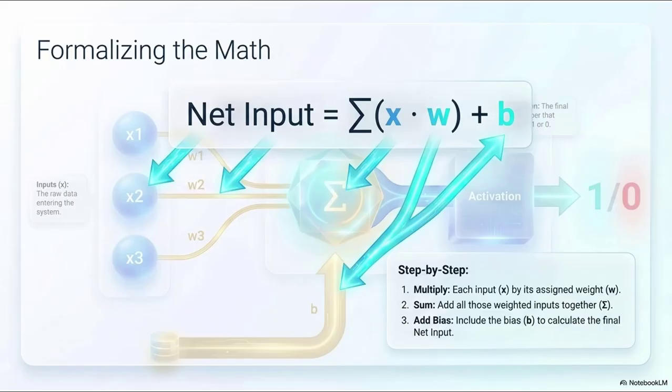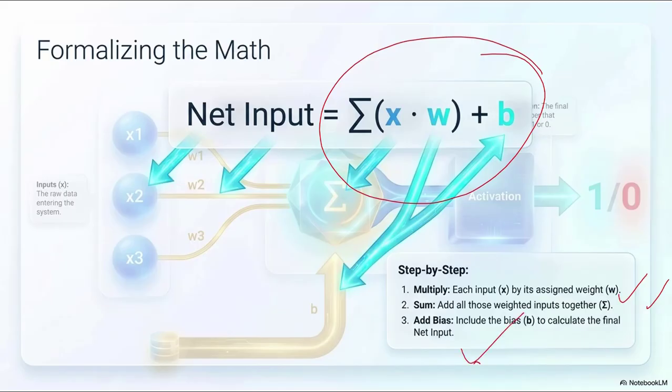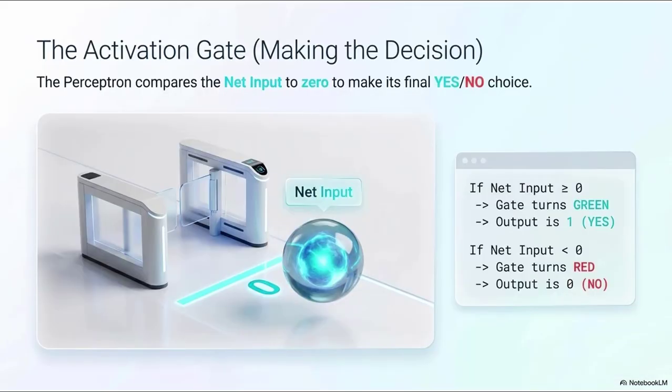So let's see formalizing the math here. We have x1, x2, x3 as inputs. We are finding the net input, that is summation of x into w plus b, where the bias gives z. Step by step, multiply each input x by its assigned weight w, then add all those weighted inputs together as a sum, then add the bias to calculate the final net input.